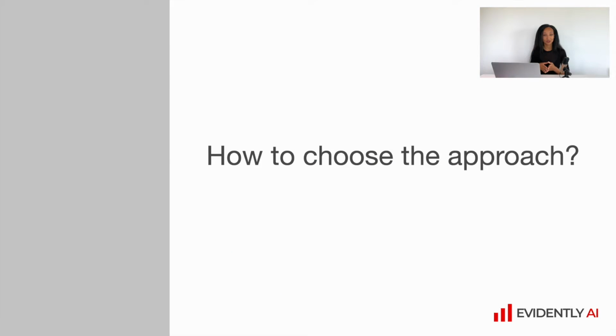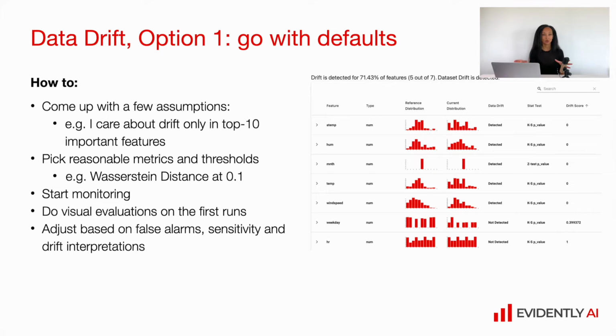And we are moving to the next question. How to choose the data drift detection approach for your particular problem statement and dataset. So basically, I'm going to introduce to you two options. And the first option is to go with defaults.